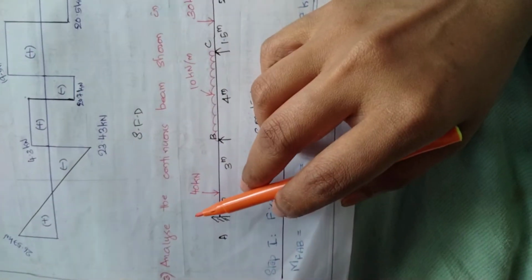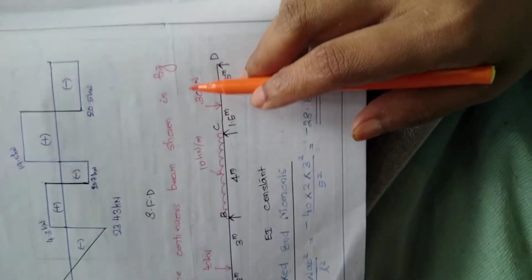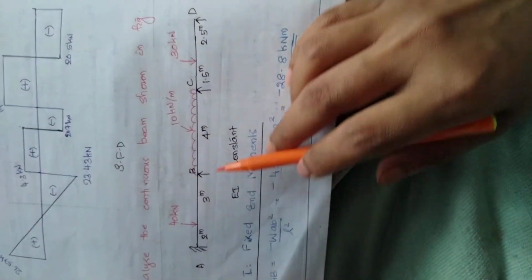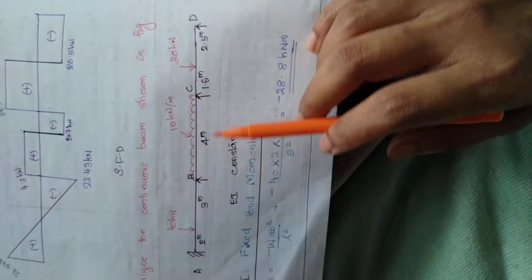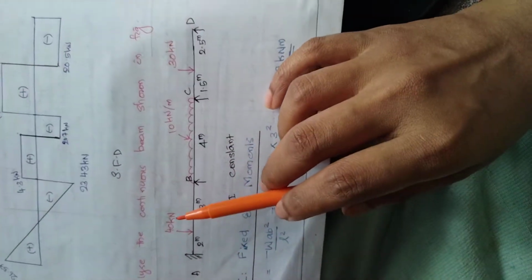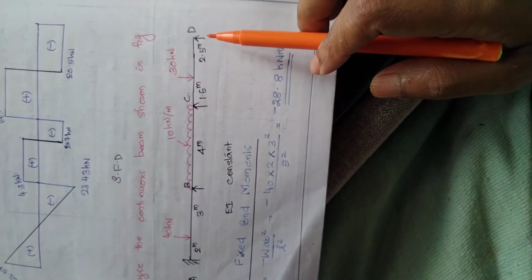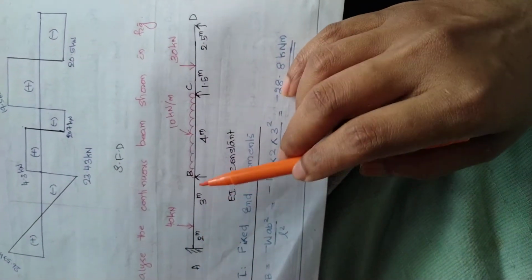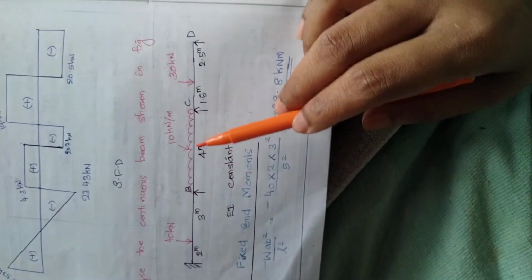Now we'll see the second problem, that is analyze the continuous beam shown in figure. This is a continuous beam of span A, B, C, D, a 3-span continuous beam. AB: end A is fixed and end D is simply supported. So AB is carrying a point load of 40 kilonewton at a distance of 2 meter from A.